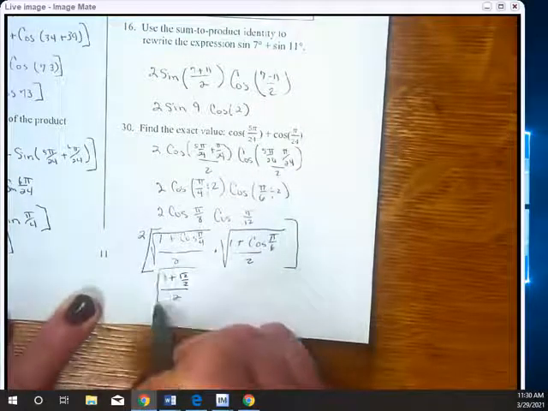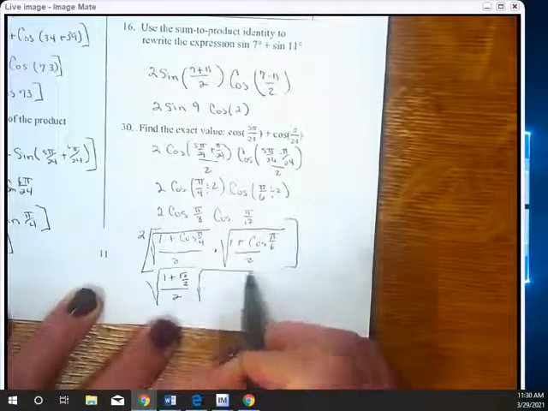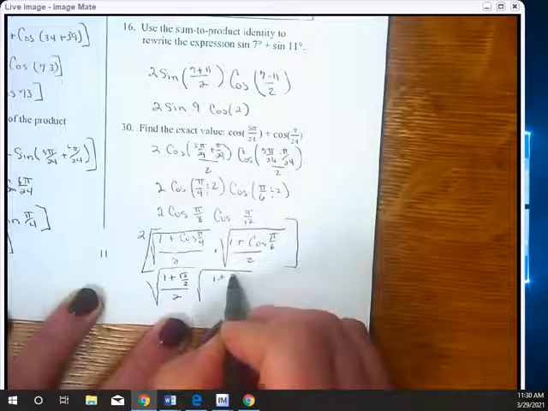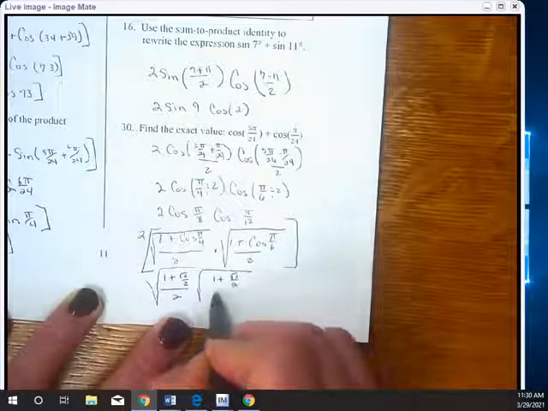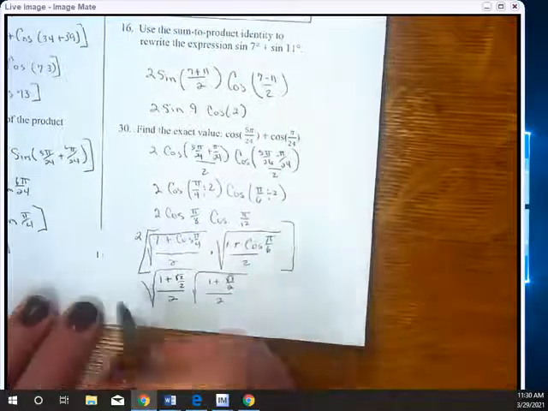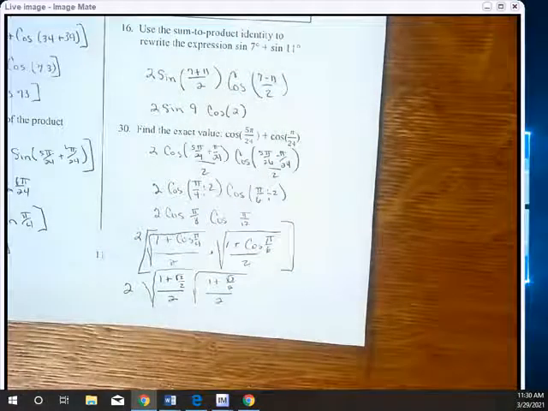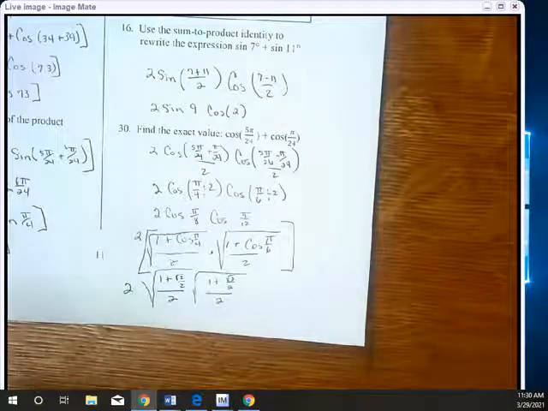And that's underneath the radical there, underneath the radical here. 1 plus radical 3 over 2, divided by 2. Keep the 2 on the outside. Am I going too fast? All right.